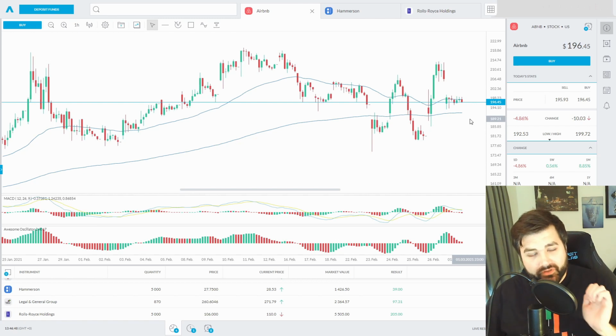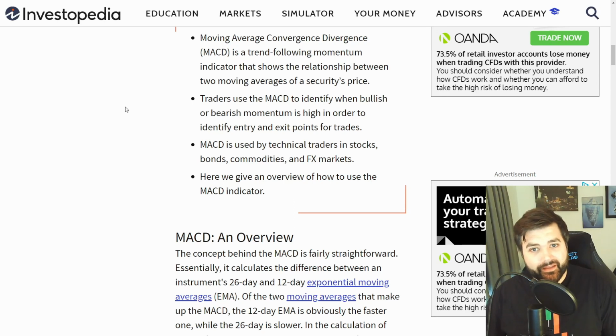And to start with, I'm just going to give you a very quick overview of what each one means. So if we start with the MACD, it stands for Moving Average Convergence and Divergence, and it's essentially a trend following momentum indicator. The MACD can be particularly helpful for traders in identifying bullish and bearish patterns.